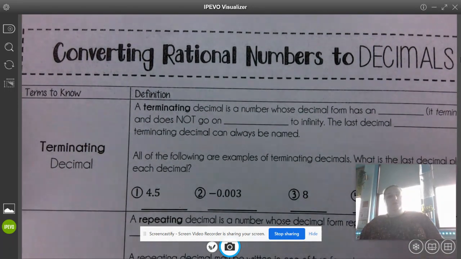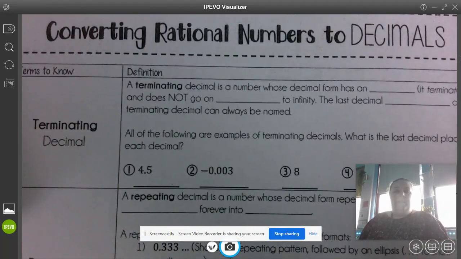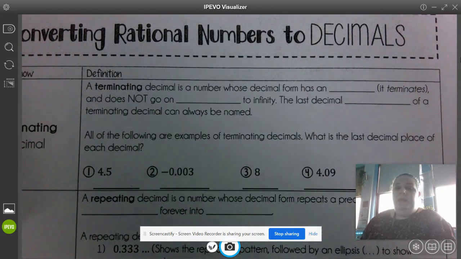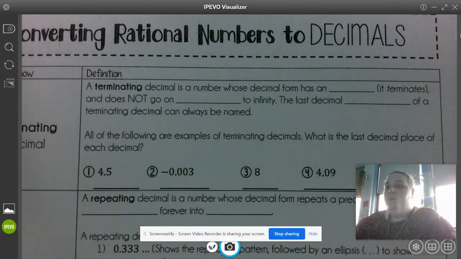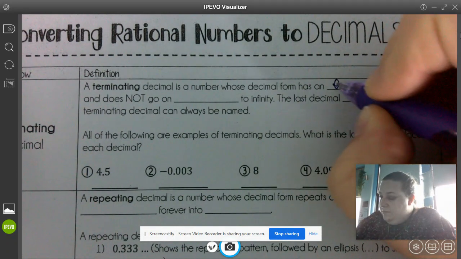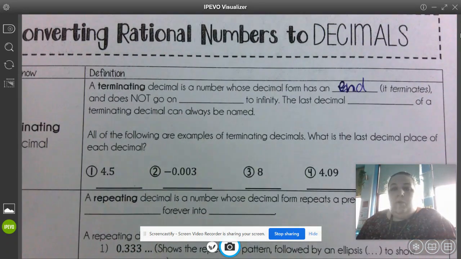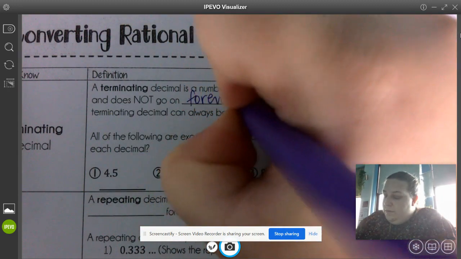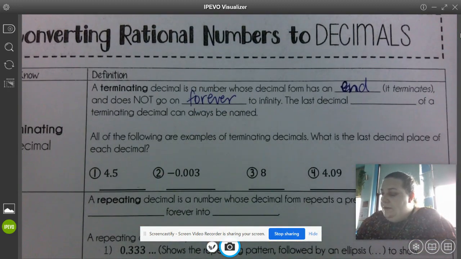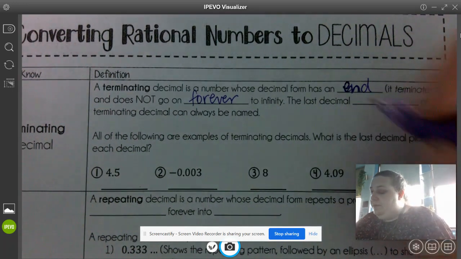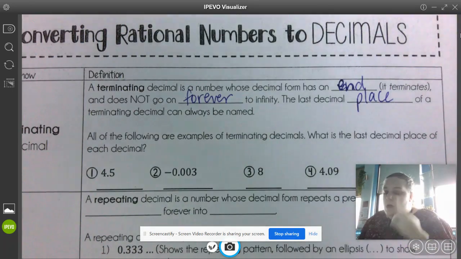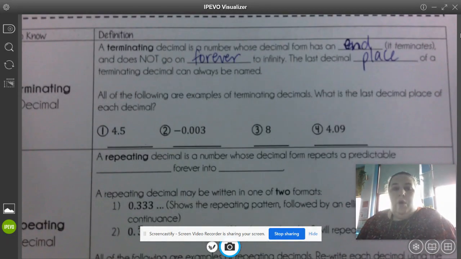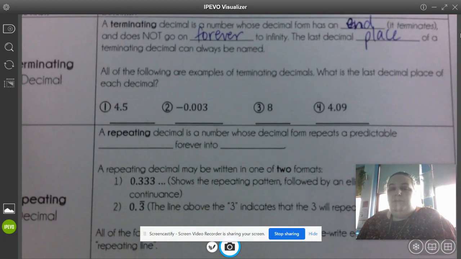Okay. So just to review a couple of terms we saw in our previous lesson, terminating decimal. A terminating decimal is a number whose decimal form has an end, or terminates, and does not go on forever, to infinity. The last decimal place of a terminating decimal can always be named. So, all of the following are examples of terminating decimals.